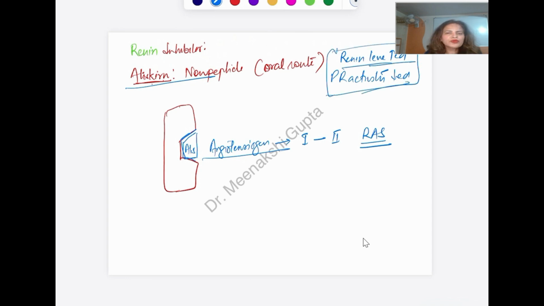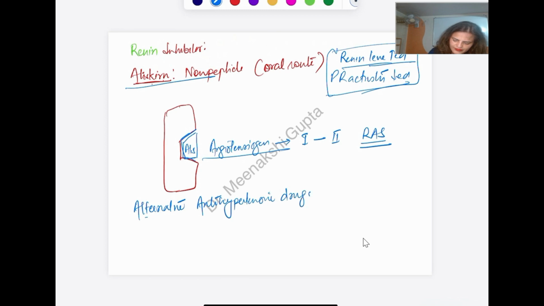Where are we going to use this group of drug? It is used as an alternative antihypertensive. The uses are almost the same as where we can use angiotensin converting enzyme inhibitor and angiotensin receptor blocker. The same we can use this also. This is used as an alternative antihypertensive drug.